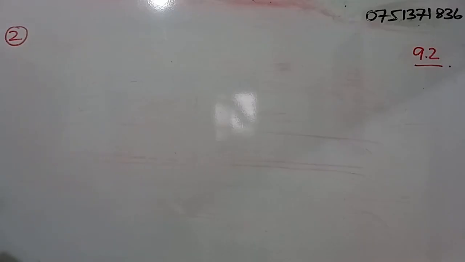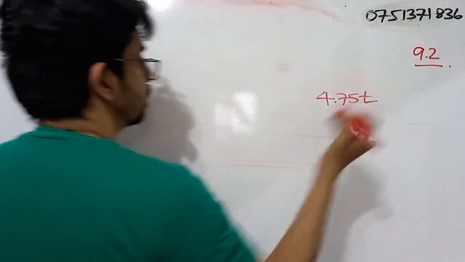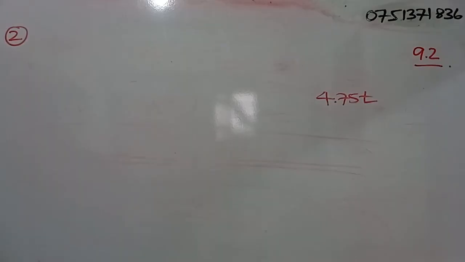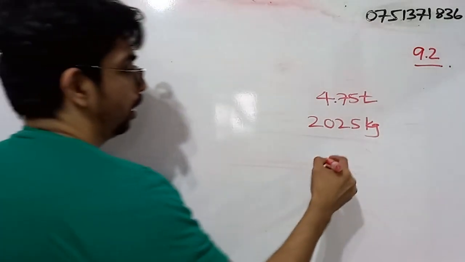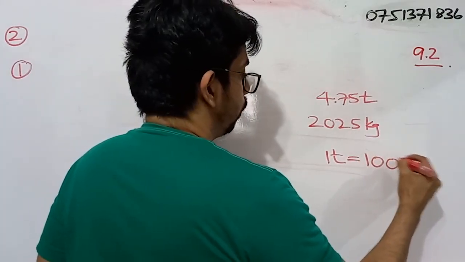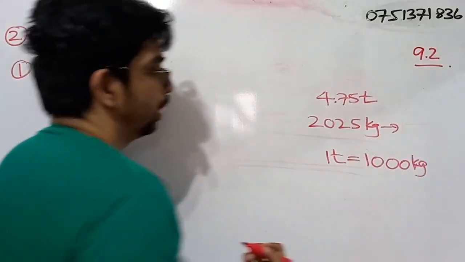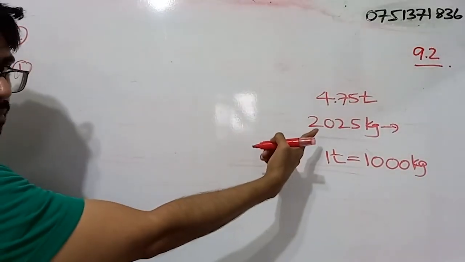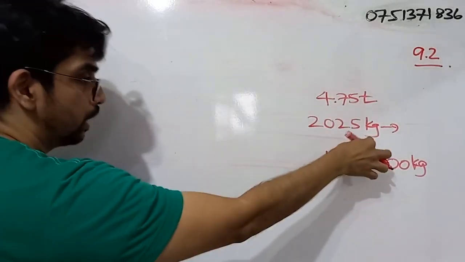Second question. The mass of a grown elephant is 4.75 tons. The mass of a baby elephant is 2025 kilograms. Under that we have 3 parts. First part, express the mass of the baby elephant in metric tons. We know that 1 ton is equal to 1000 kilograms. This is the weight of the baby elephant, and it is given to us in kilograms.